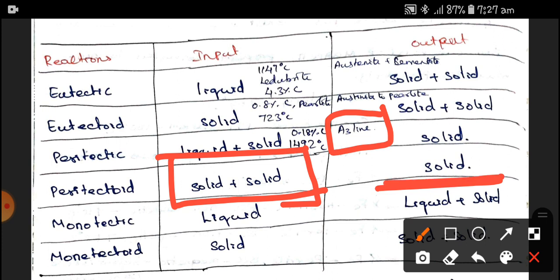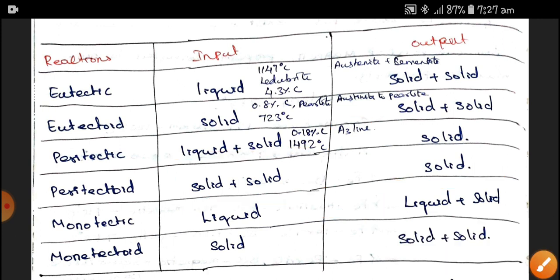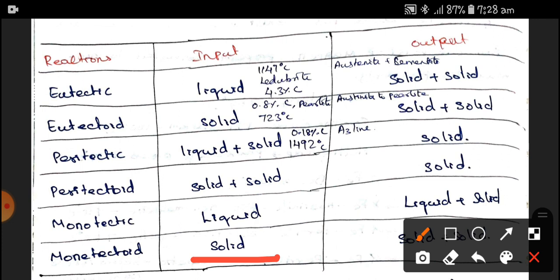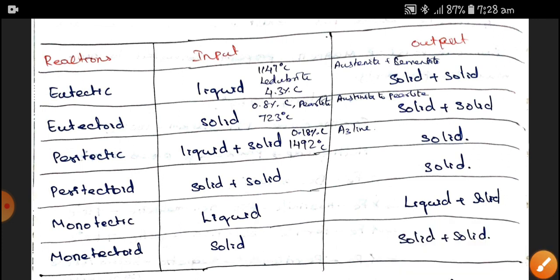And monotectic: the liquid phase is converted into liquid plus solid phase. This is available at the A4 line, that is the topmost cast iron line. It is in the form of the liquidus line, that is liquid plus solid. The monotectoid: the solid is converted into two different solids. So this you have to understand.